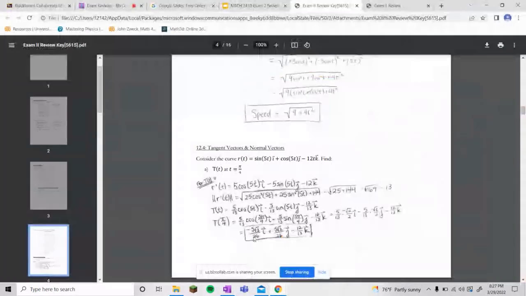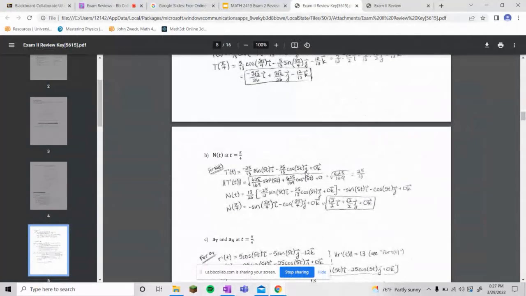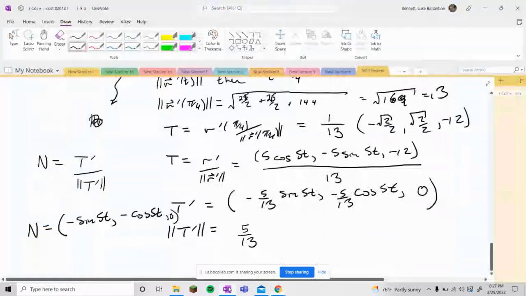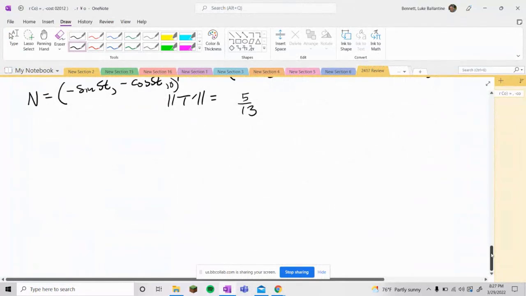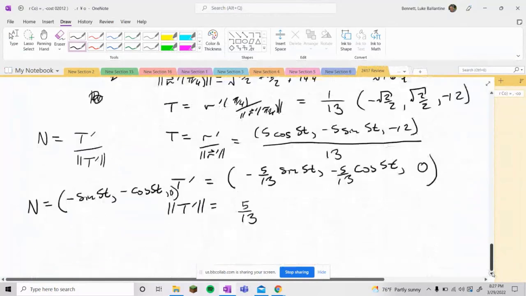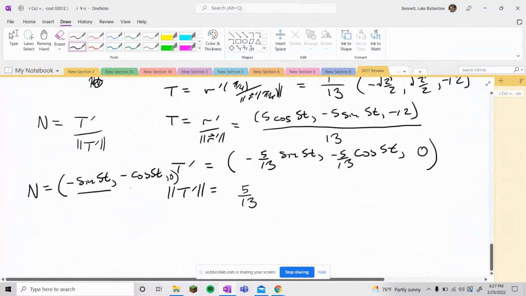Let's see. Oh, we want it at pi over 4. So at pi over 4, notice they're both negative. If we plug in pi over 4, this would be sine of 5 pi over 4 and cosine of 5 pi over 4. Those are both negative because it's in the third quadrant. So that will turn both of these positive. So N of pi over 4 is square root of 2 over 2, square root of 2 over 2, 0.